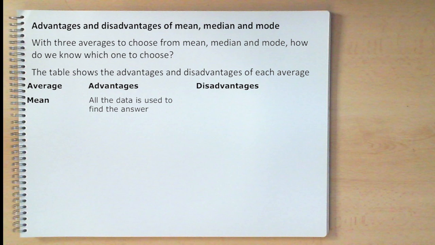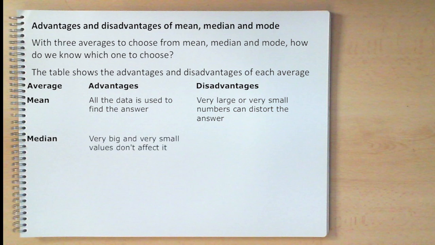The key disadvantage with the mean is that very large or very small numbers in the data set can distort the result. So if you have 10 numbers that are between 30 and 40, and then you have another 2 numbers that are over 100, that will change the average that you get by using the mean quite a lot. So there's a very clear advantage and a very clear disadvantage of using the mean.